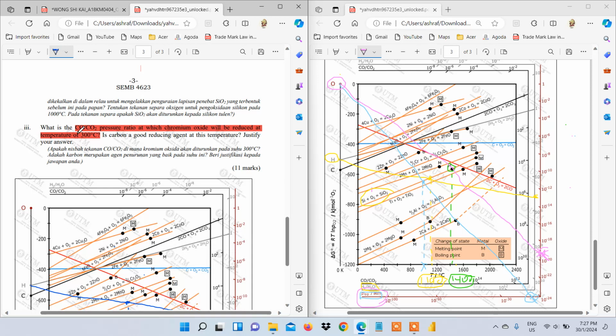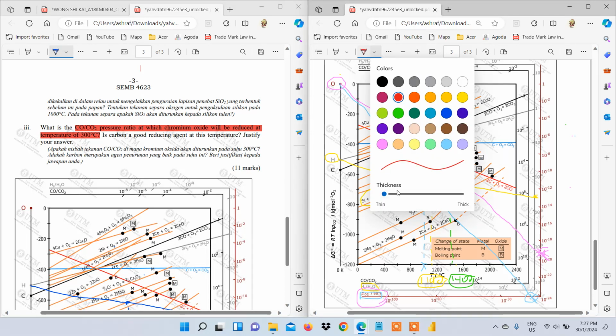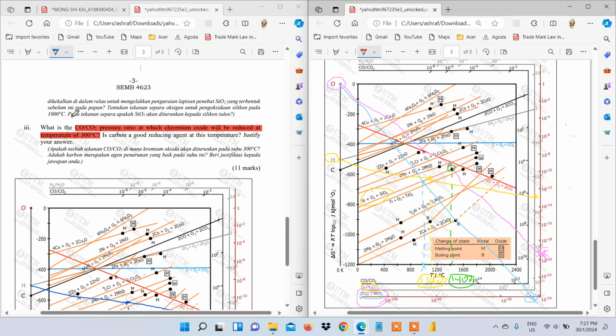Moving on to the third question, they are asking about the ratio of carbon monoxide to carbon dioxide pressure for chromium oxide. This one is not about silicon oxide anymore. This one is chromium oxide. From here, we find the chromium oxide slope first, which is right here. This is the slope for chromium oxide.